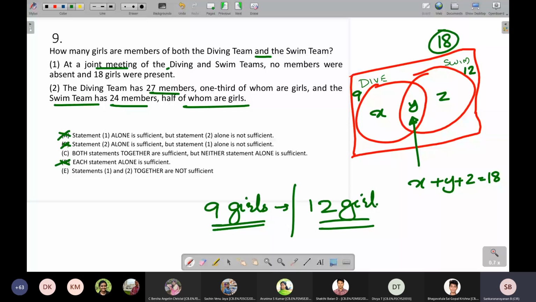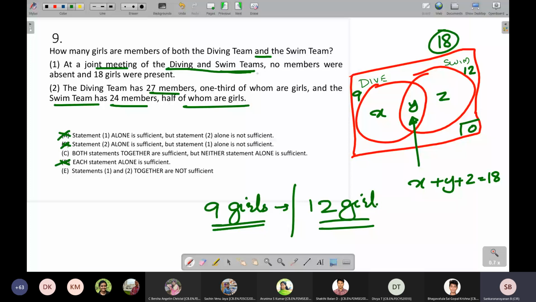So there will be no girl who does not belong to anyone other than diving and swimming. None of the two values will be equal to 0, because the meeting is happening between the divers and swimmers. So there is no girl who is not a diver and not a swimmer. Got it? So that value has to be 0. And as I told you, that is the information you are getting from that data, that is statement 1.